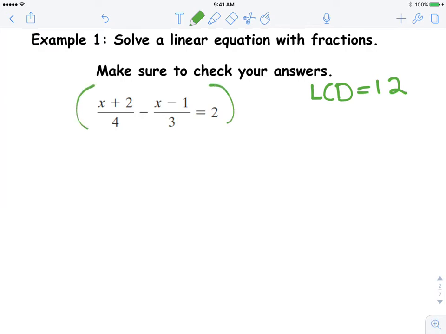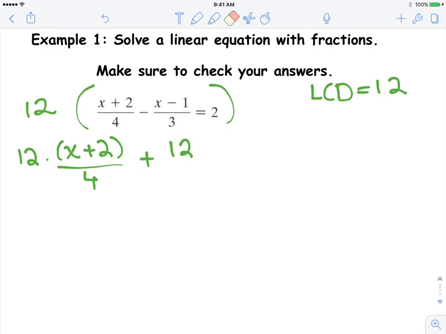So the LCD is 12. So this first fraction distributes the 12. Second fraction, I'll change that to a subtraction sign there. And then third fraction, which is just a 2.